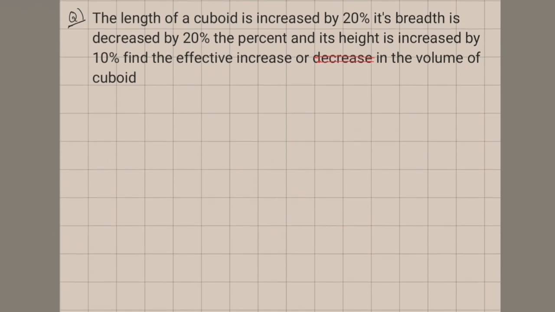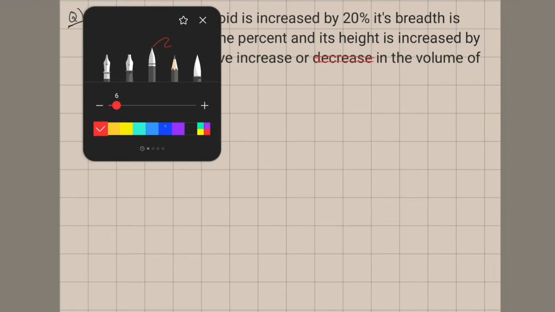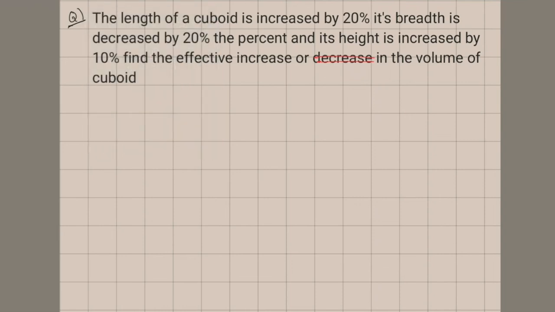Let's see another problem. The length of a cuboid is increased by 20%, breadth is decreased by 20%, the height is increased by 10%. Then what is the effective increase or decrease in volume of the cuboid? What is the volume of a cuboid? Length into breadth into height. So it is the product of 3 terms.